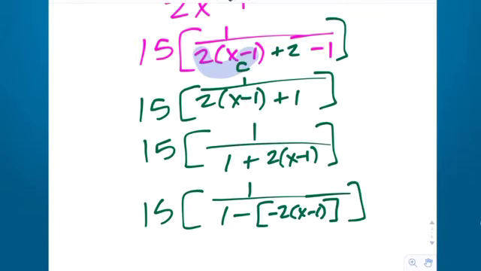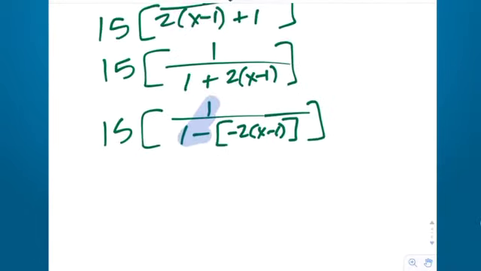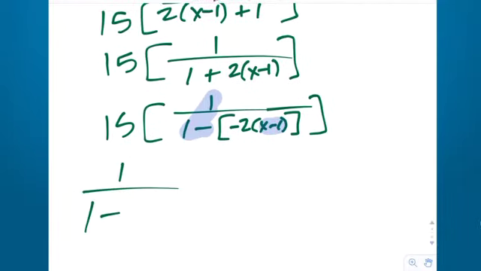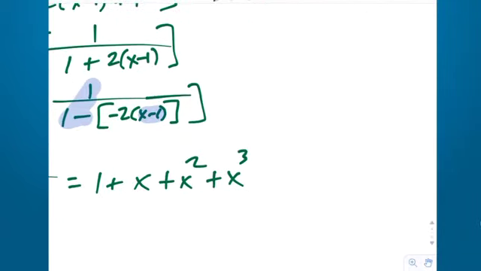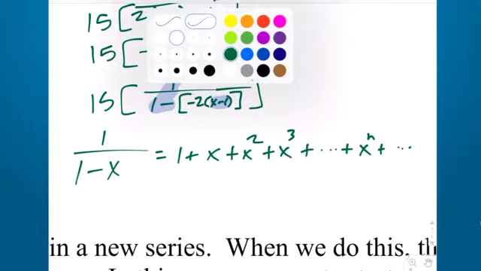And now I've got 1 over 1 minus. And that should be equivalent to what we started with, 15 over 2x minus 1, and it is centered at 1 because it's x minus 1. So let's go ahead and build that one. 1 over 1 minus x, again, is 1 plus x squared plus x cubed plus dot, dot, dot plus x to the n plus dot, dot, dot. Good. The 15 on the outside, that's probably the last thing you want to do.